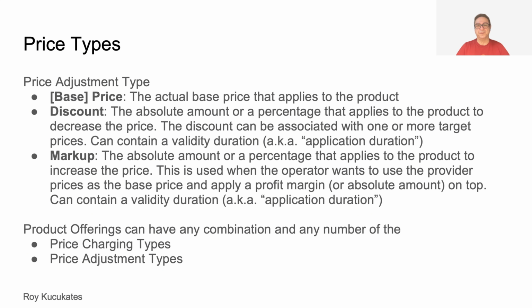And usually this markup fee is not shown to the customer, so the base price plus the markup fee is calculated first, and then that is displayed to the customer. Whereas on the discount option, you want to display the discount as, see, this was the price and I discounted you this much. And again, the product offering can have any combination of any number of the price charging types and price adjustment types. It can have multiple discounts, multiple markups. Well, I haven't seen any case where the discount and the markups are applied both at the same time, but you can have multiple discounts or multiple markups on a product offering price.